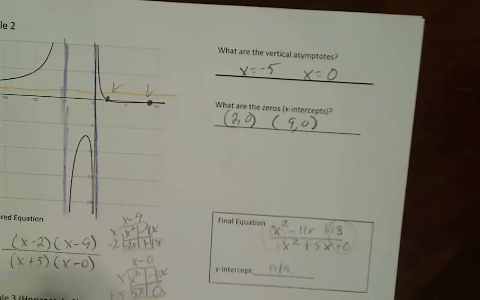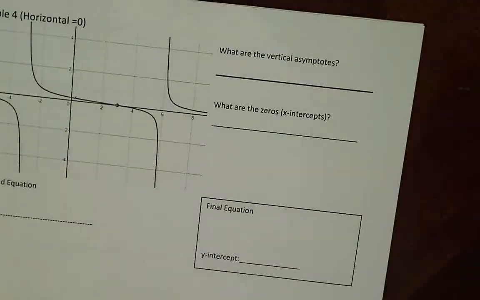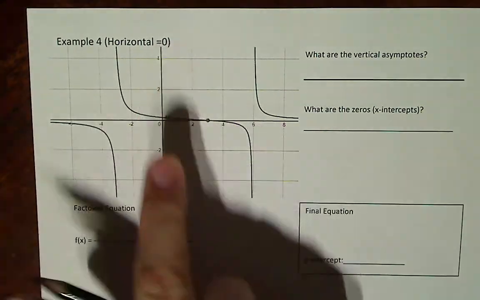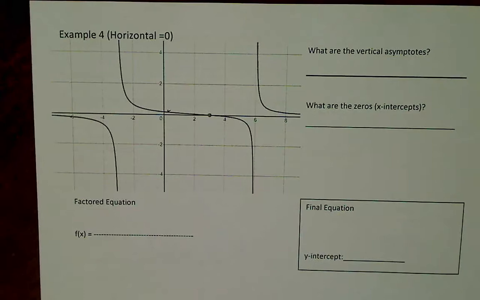Now, I know this seems like a little bit long. It's just because I'm trying to give you different scenarios. Again, here's another one where you have a horizontal at 0, but you do have an x-intercept this time. Okay. So try that, and we'll see what happens.